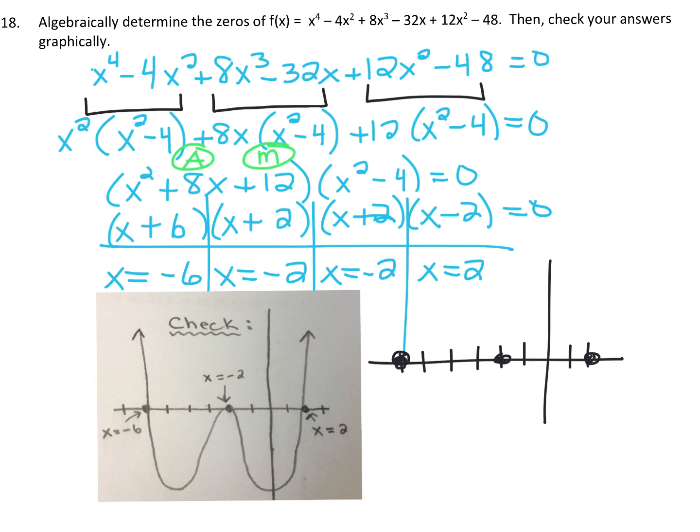Okay, I sketched a graph of it, and you can see that, like we said, we have a 0 at x equals negative 6. We have a 0 at x equals negative 2 with multiplicity. It's bouncing off. And we have a 0 at x equals 2. So this checks out.